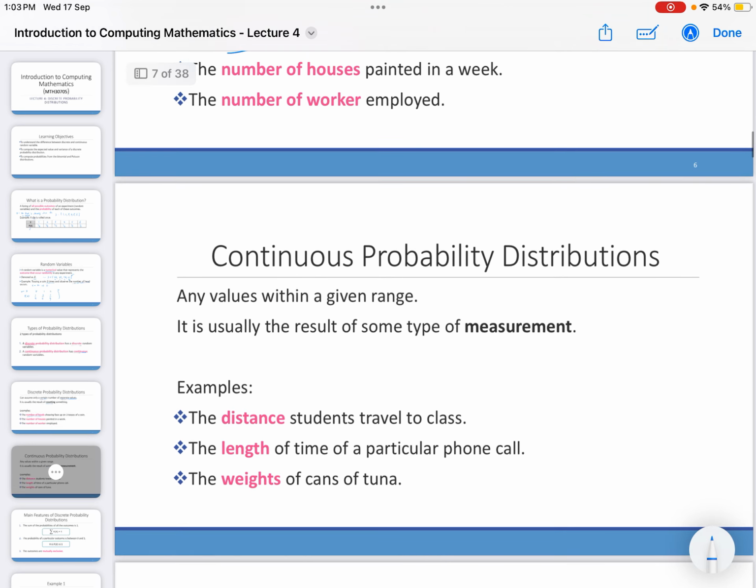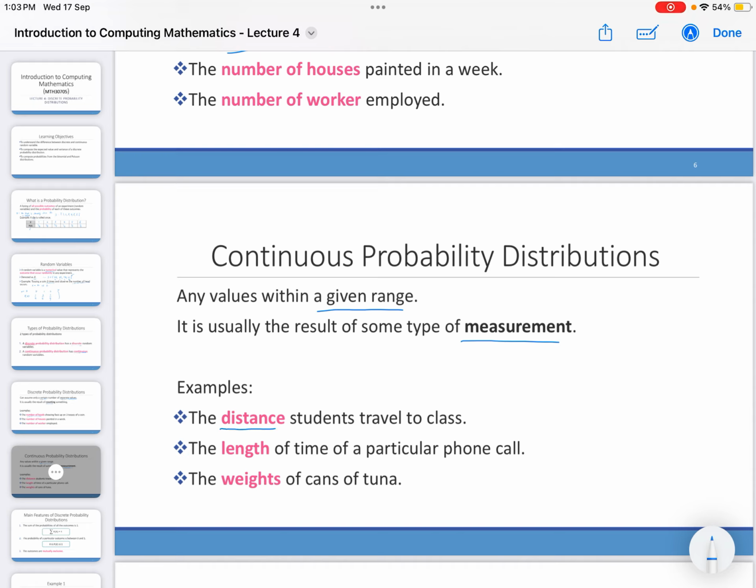So next one is continuous probability distribution. For this one, it is actually any values within a given range. So we have a range, so it can be continuous but within this range. It is usually the result of some type of measurement. So for example, the distance a student travels to class.